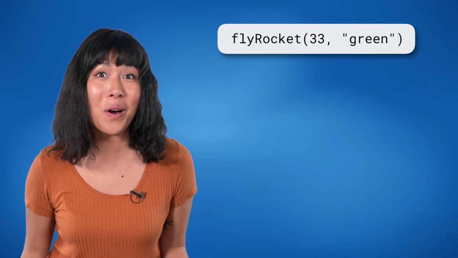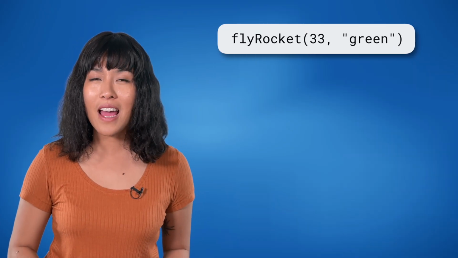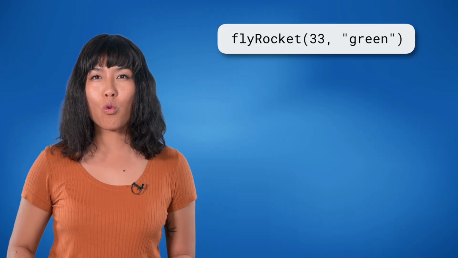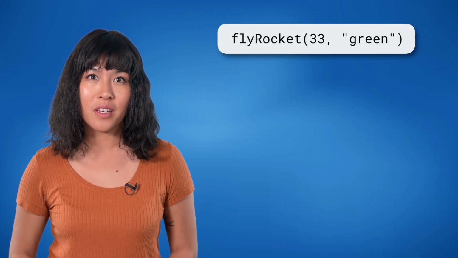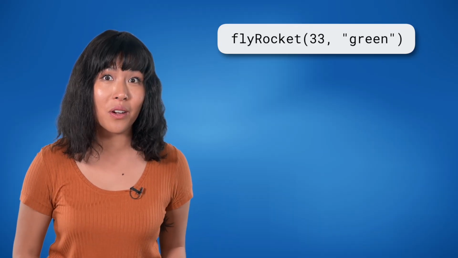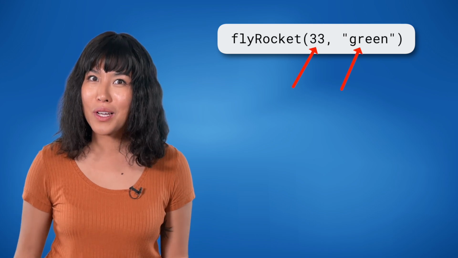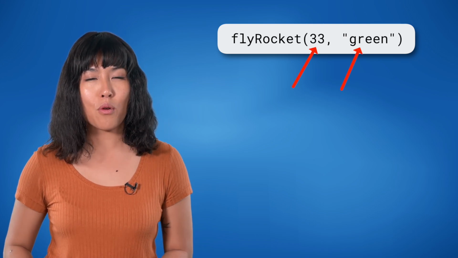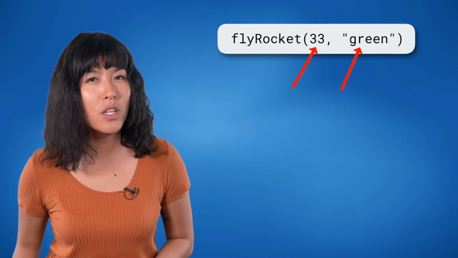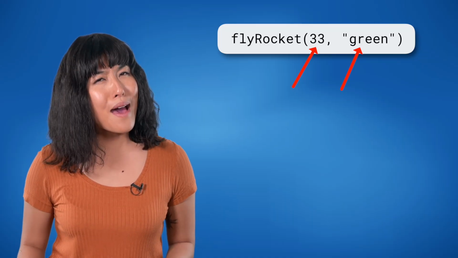Let's take a look at the code. We call flyRocket with 33 and green as the parameters. One quick reminder, make sure that the order matches the function signature. Since we stated that the parameters are in the order of time and then color, we have to match that order, 33 and green, when we call it. If we called it with the parameters green, then 33, it would try to fly a 33 rocket for green minutes. And that makes no sense.